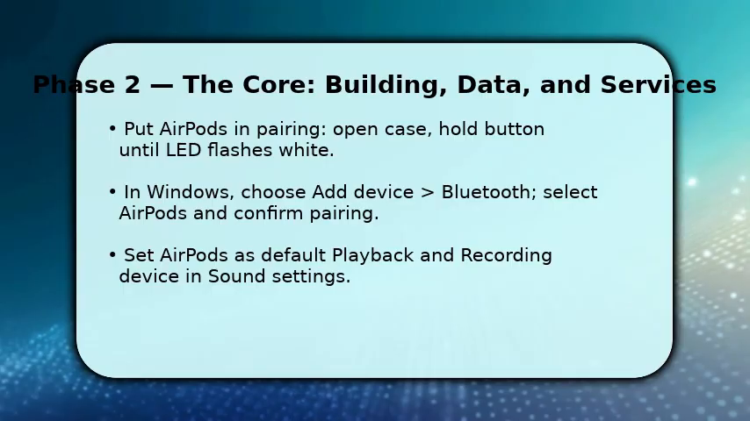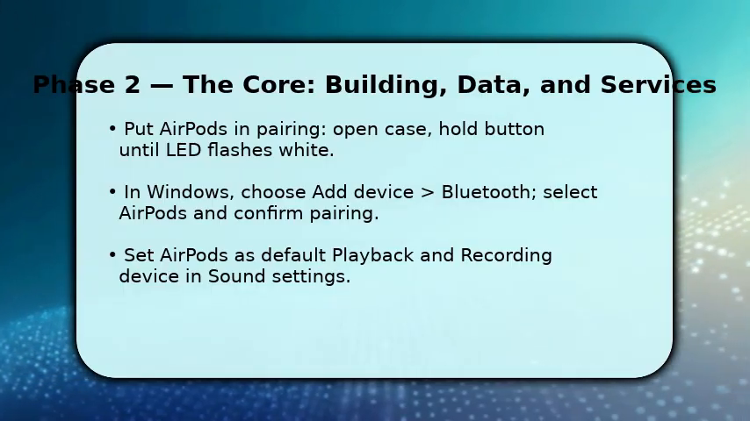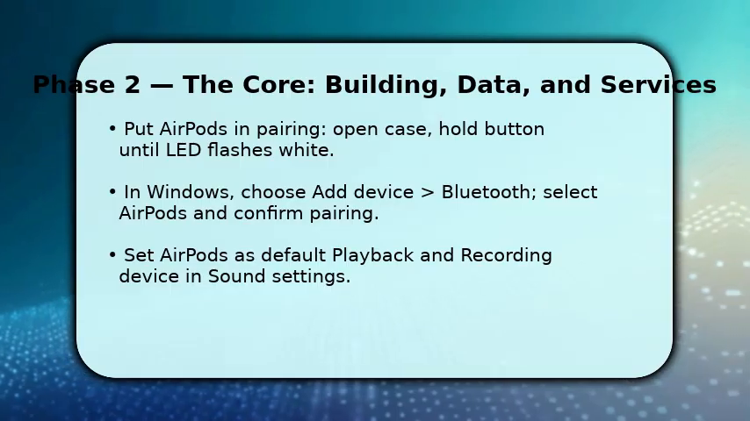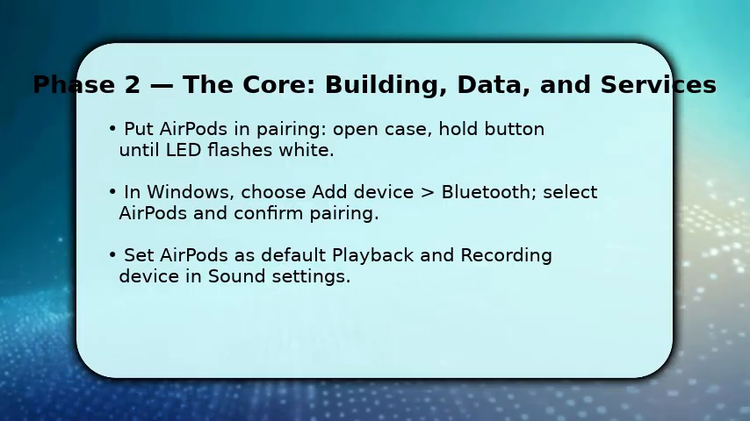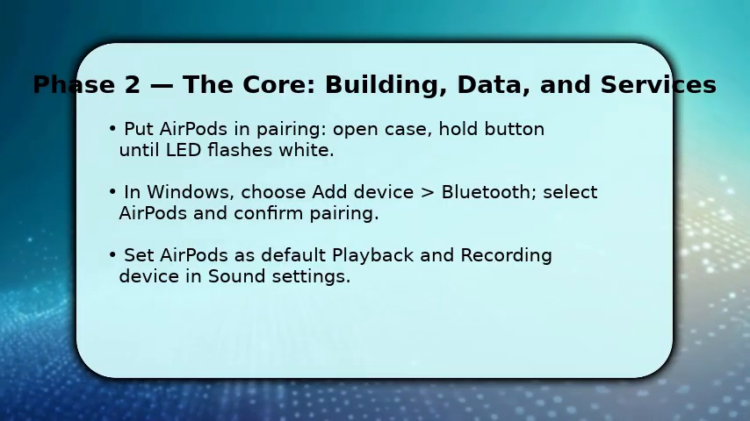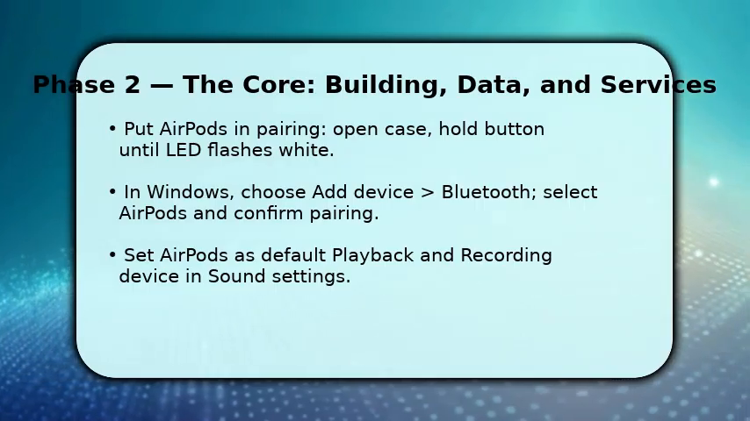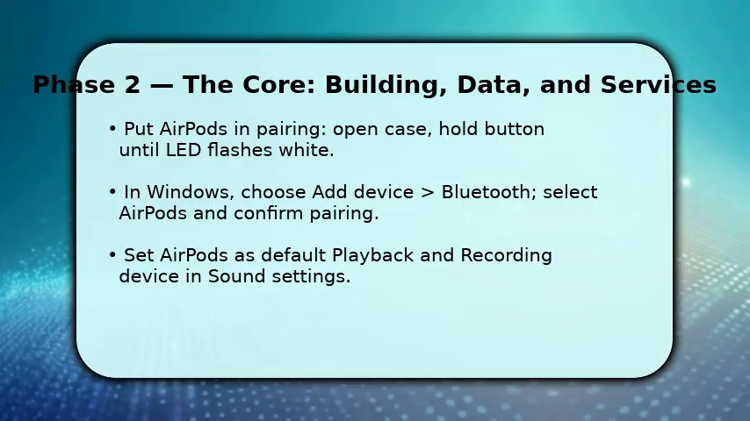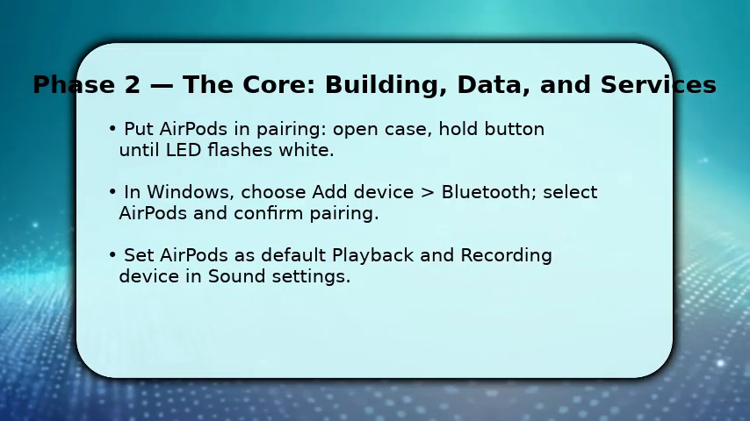Now pair the Airpods. Open the case and hold the setup button until the LED flashes white. This tells the dongle to see them. Next, in Windows, click Add Device, pick Bluetooth, and select your Airpods from the list. Accept any prompts. Once paired, open Sound Settings and set Airpods as default playback and, if needed, default communication device. This ensures system audio and apps use them.